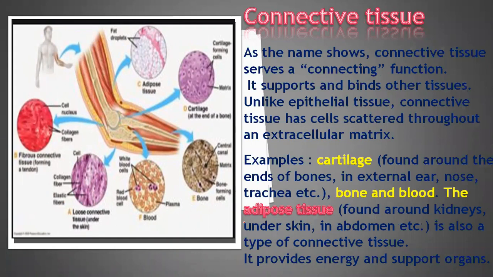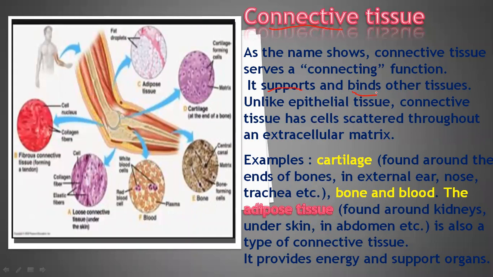Now we'll talk about some more tissues in our body. First, we have talked about epithelial tissues. Now we'll talk about connective tissue. The name is showing it does the connection, and it has the function of connecting different parts of the body, all the parts of the body. So what is its function? Its function is it supports and binds other tissues with one another.